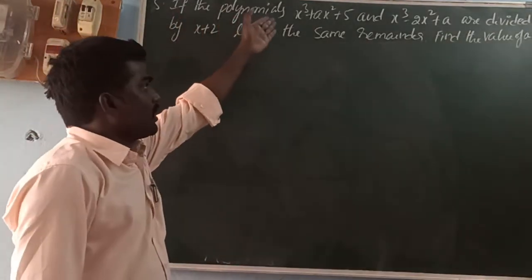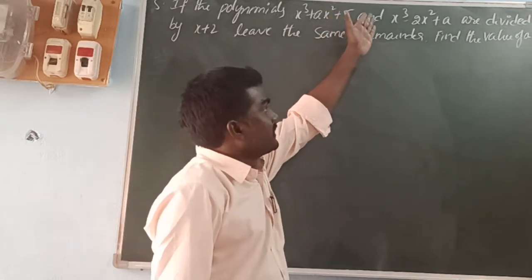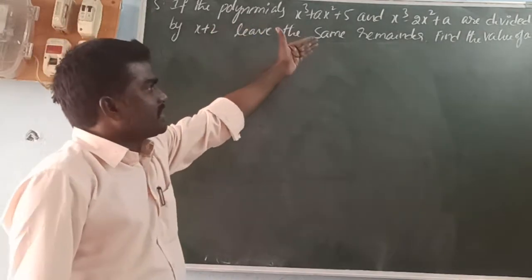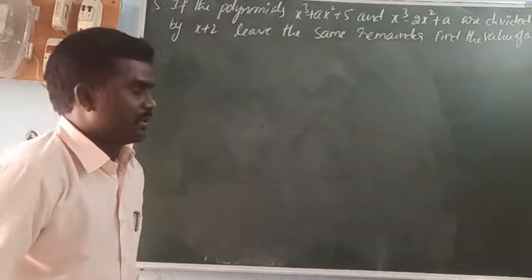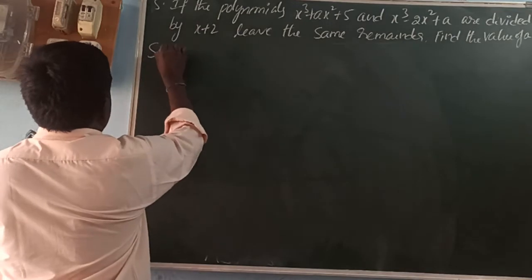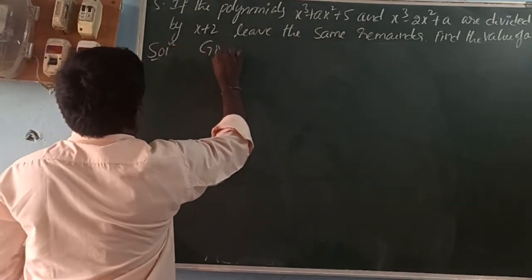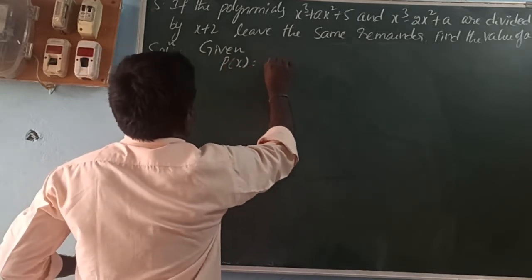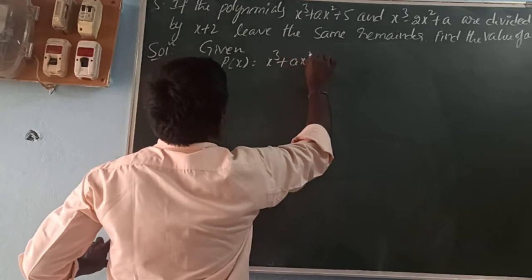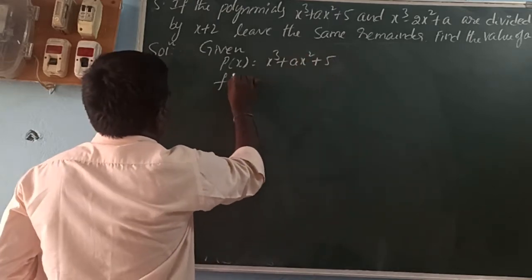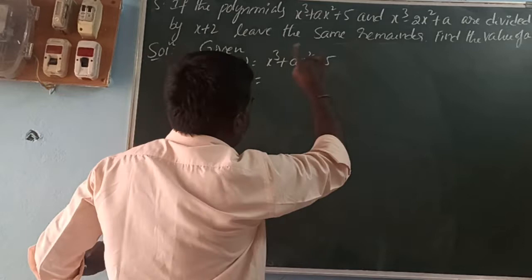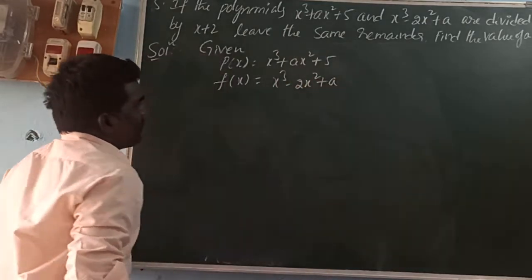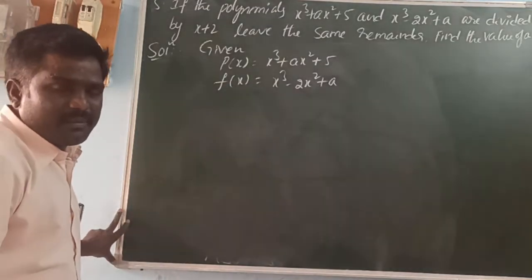Next, the polynomials x cubed plus ax squared plus 5 and x cubed minus 2x squared plus a, when divided by x plus 2, leave the same remainder. Find the value of a. First, let us take the polynomial p of x is equal to x cube plus ax square plus 5. Another polynomial f of x, let us take x cube minus 2x square plus a. These two polynomials are divided by x plus 2, and we get the same remainder.